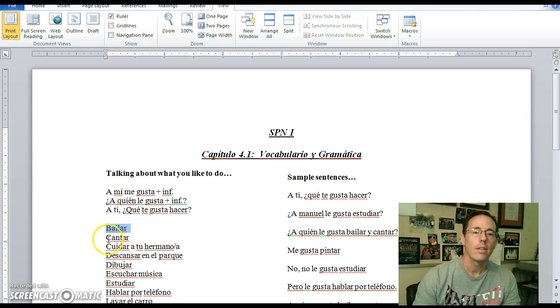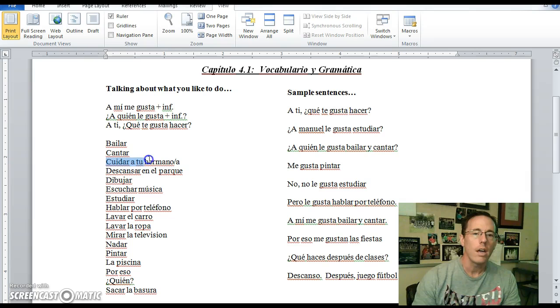Bailar, to dance. Cantar, to sing. Cuidar a tu hermano, to take care of your sibling. Descansar en el parque, to rest in the park. Dibujar, to draw. Escuchar música, to listen to music. Estudiar, to study. Hablar por teléfono, to talk on the phone.